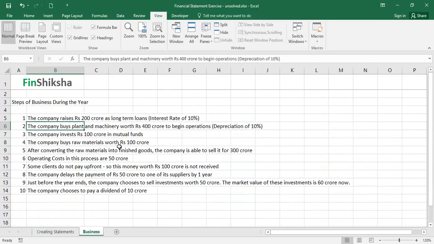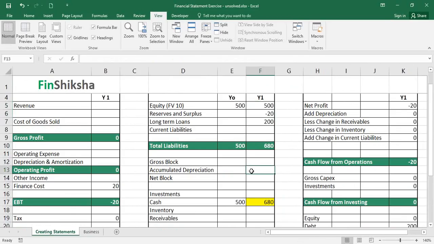Next step in the business, the company buys plant and machinery worth 400 crore to begin operations. So the moment you buy plant and machinery worth 400 crore, you see this term called gross block. This is also long-term assets or tangible assets. You add 400 crore there. What happens, you see, is the cash goes down. So if you look at this transaction, cash is at 680, and now when you add 400, cash becomes 280. Rearrangement of items on one side, right?